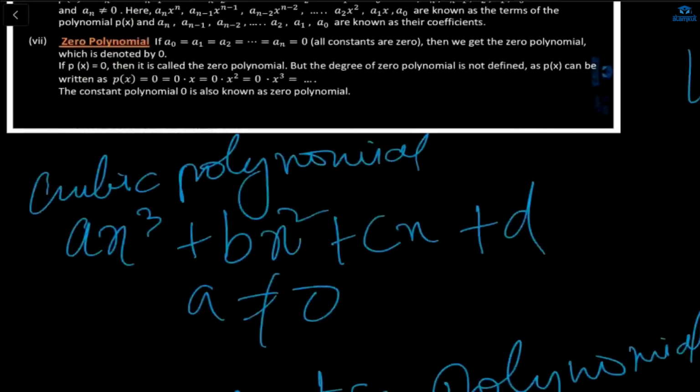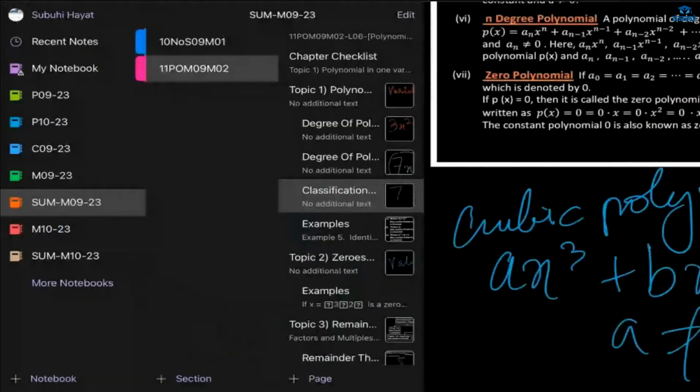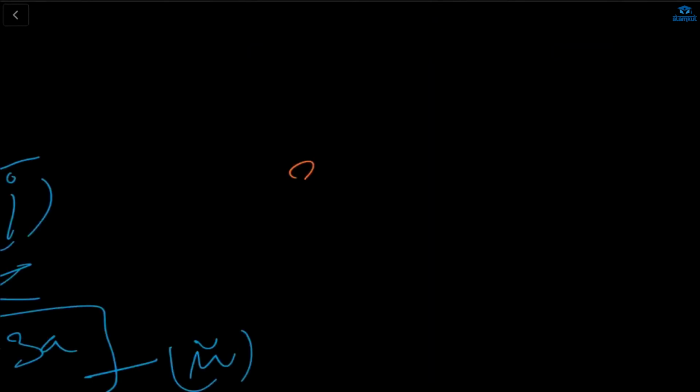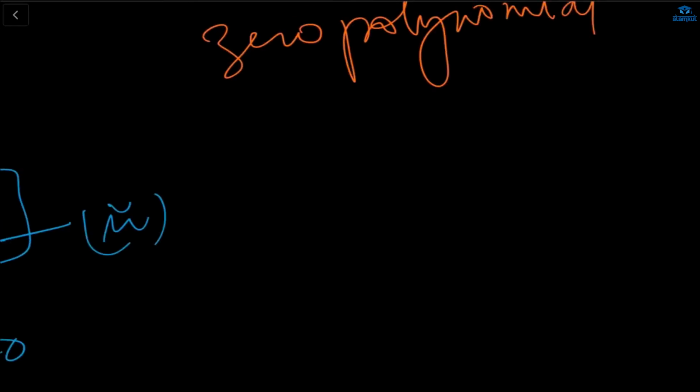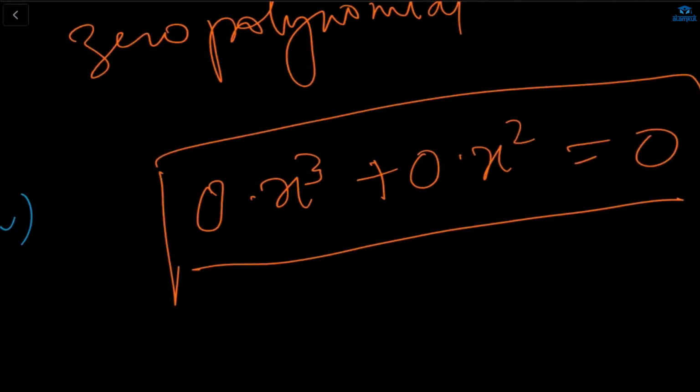Why is the zero polynomial different from the cubic polynomial and the others? Zero polynomial means that the whole value of the polynomial is 0. It is different from cubic, quadratic and linear. In a cubic polynomial there is a higher degree, but here it is not about degree. It is 0.x cube plus 0.x square, so the whole value of the polynomial becomes 0. Don't get confused, this is the zero polynomial. Whatever value we keep for x, whether 100, 20, 30 or 40, it will still give you 0 only.